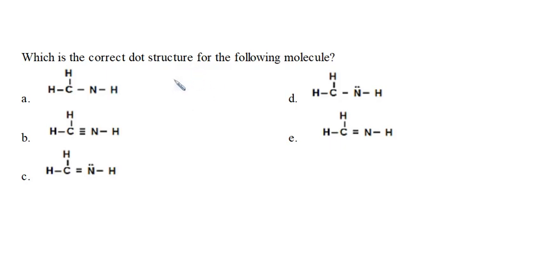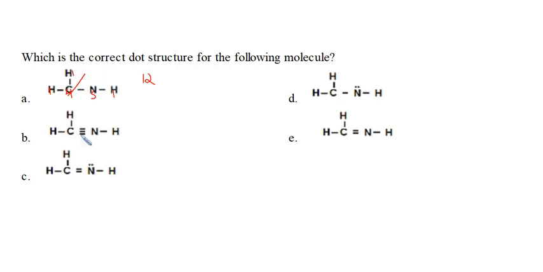For this molecule, the correct dot structure. So first of all, let's count up what we need. 4 and 5, and then 1, 1, and 1, 9, 10, 11, 12. So the correct dot structure should have 12. 2, 4, 6, 8, wrong. 2, 4, 6, 8, 10, 12. That's the correct number. Do they all have 8?